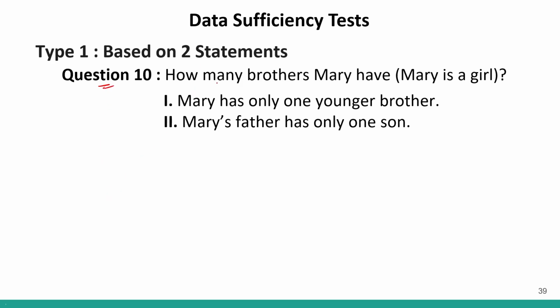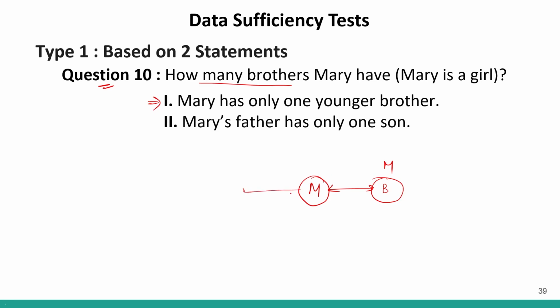Question number 10 says, how many brothers does Mary have? Mary is a girl. It is given to us that Mary is a girl. So we have to find the number of brothers that Mary has. According to statement 1, Mary has only one younger brother. That means Mary has only one younger brother. Correct? This is a male. But we don't know how many more brothers Mary has.